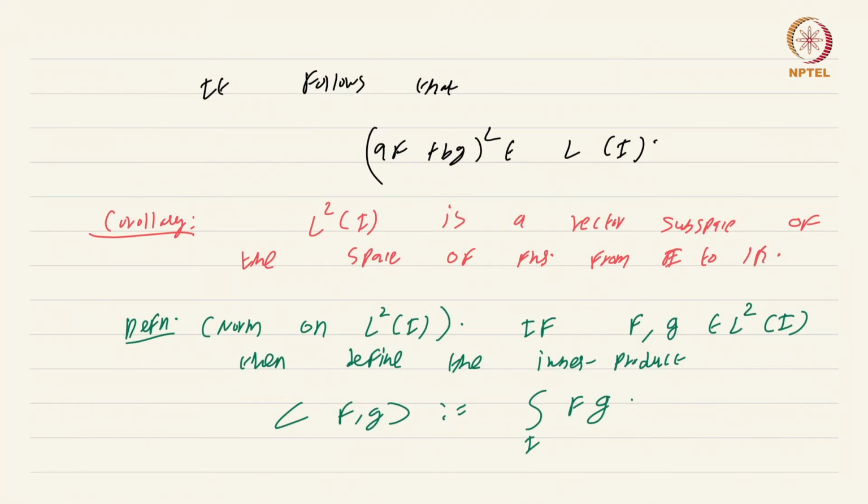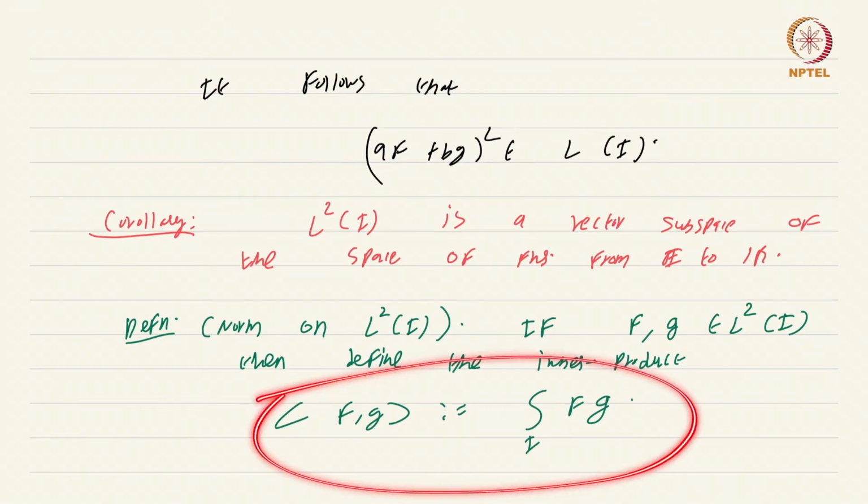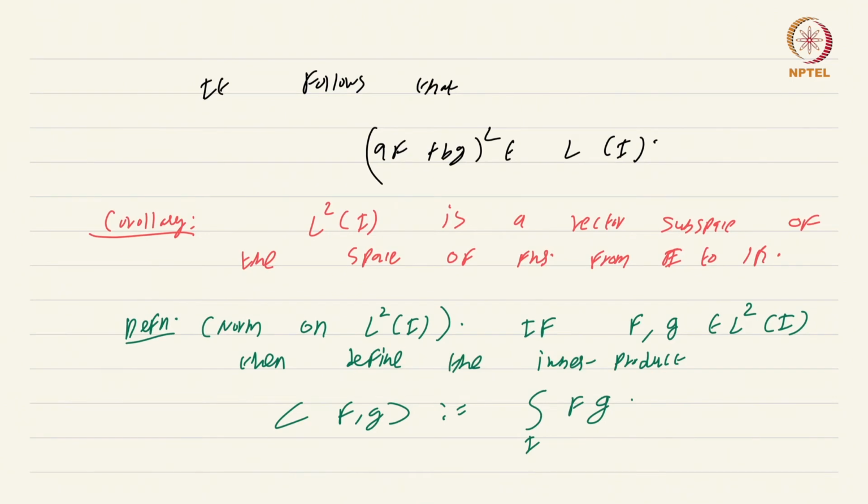This makes sense because we just saw in the previous proposition that if f and g are square integrable, then the product is going to be Lebesgue integrable. Therefore, this definition makes sense. Now that you have an inner product, the norm is automatic. So the norm of a function f would be, by definition, the integral of f² over I, whole power half.